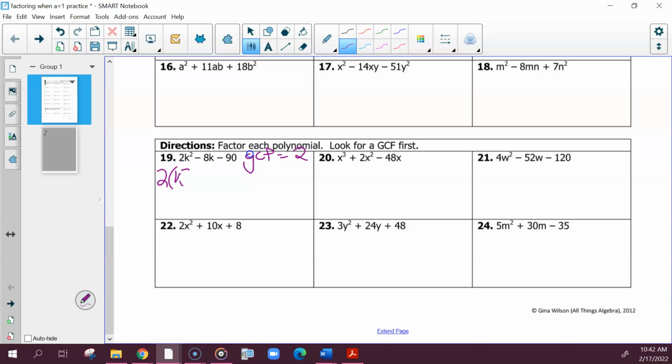1k squared, and then minus 4k minus 45. Okay. And then we need two numbers that multiply to be negative 45 and add to be negative 4. You should have found 5 and 9 to be those factors. One needs to be negative because 45 is negative. So k minus 9 and k plus 5 would be your answers to that one.